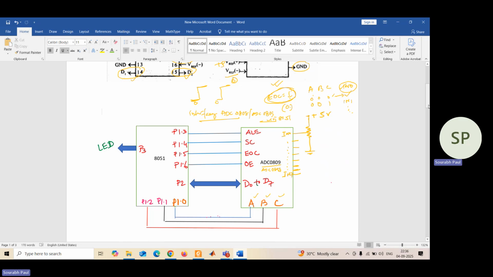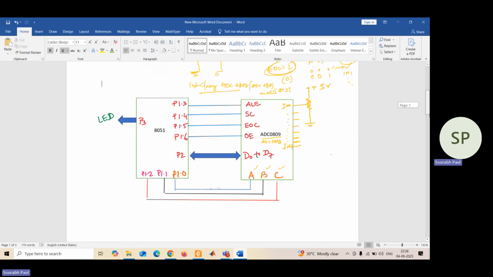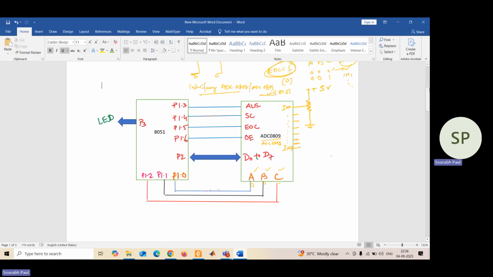Okay. What I mentioned just a few minutes before, A, B, C are the channel selection lines. Now, what is the main function of these three lines? By putting an appropriate value to A, B, C, you are going to select which input you are going to use for the conversion operation. For example, if I put A equal to 0, B equal to 0, C equal to 0, which line will be getting selected? IN 0. So you have to give the analog input to the IN 0 line to get its corresponding digital value.